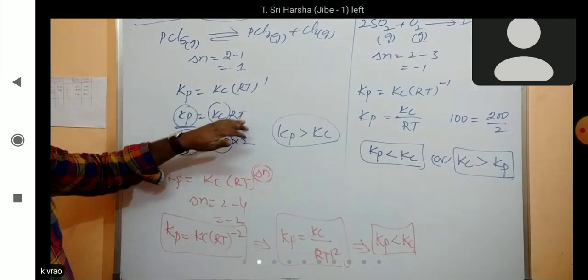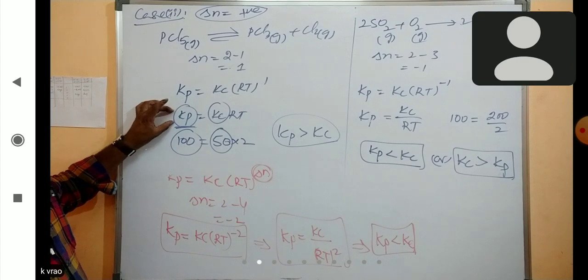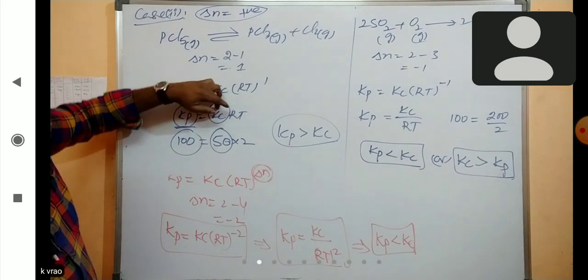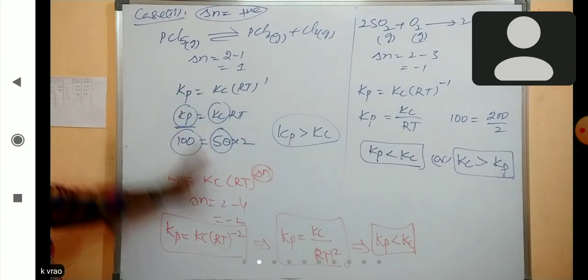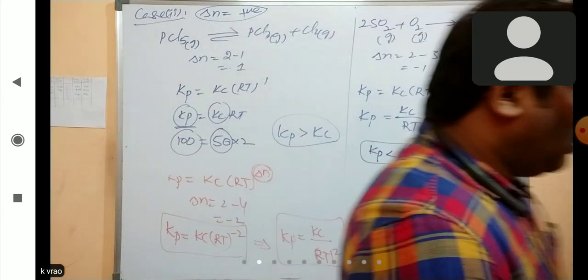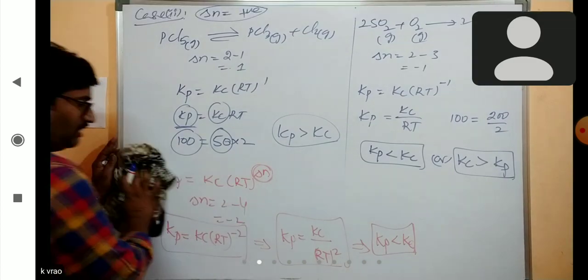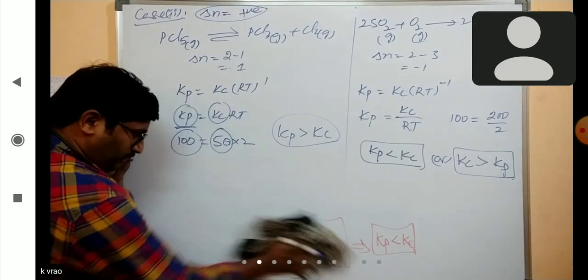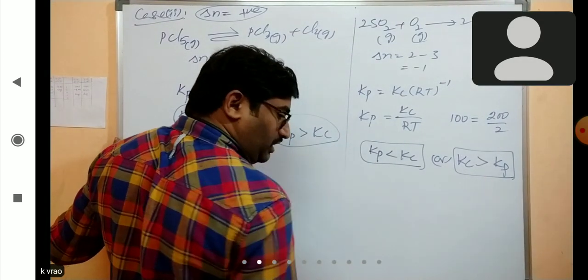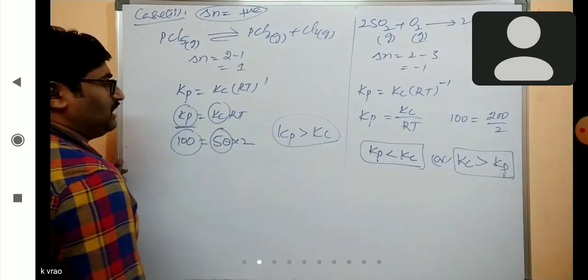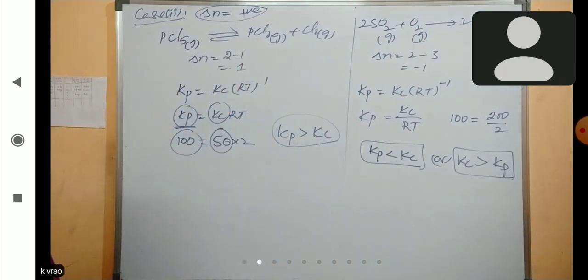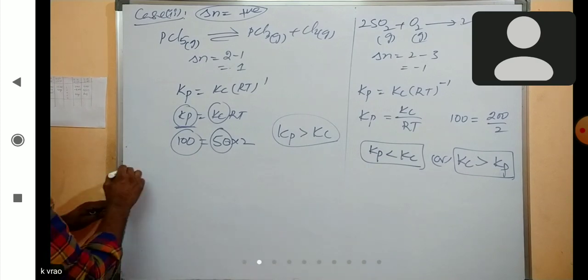If anything is multiplied, then you get some value. The value multiplied is the lowest value, and the value you get is the highest value. So for any reaction where delta n value is positive, Kp is greater than Kc. For any reaction where delta n is negative, Kp is smaller than Kc. Last, case number 3.